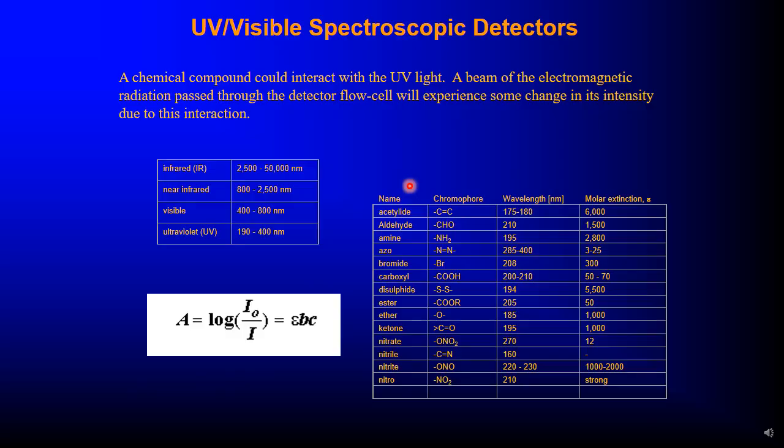So for some of the detectors, a chemical compound could interact with the UV light. A beam of electromagnetic radiation passed through the detector flow cell will experience some change in its intensity due to this interaction. So you can see all that.